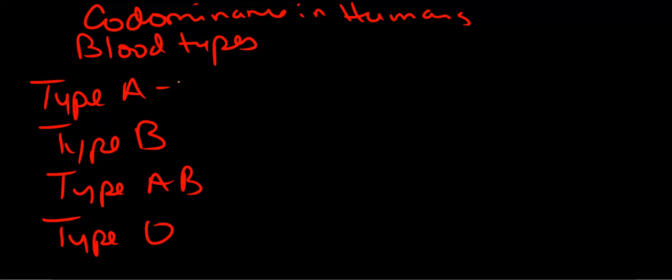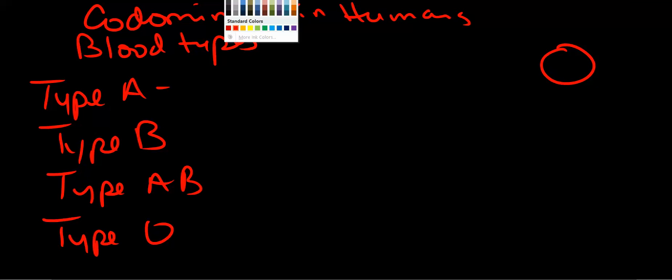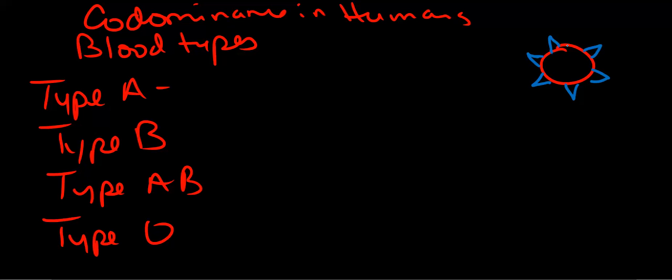Now, what it is that we have is this red blood cell, and if it's type A, it'll have what we call an antigen. It's a protein on here that, if you do not have the protein, will cause you to make an antibody against it, but it's in your blood, so you don't. So that's type A.